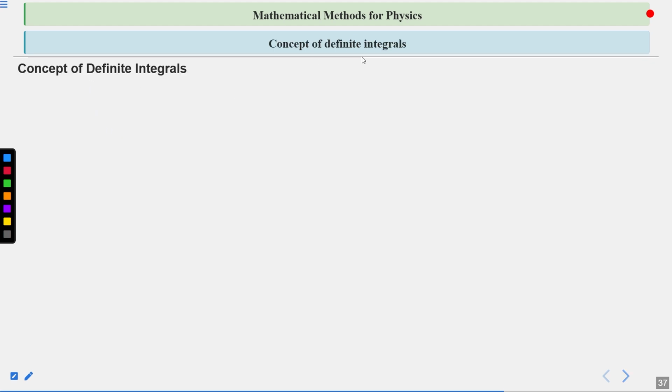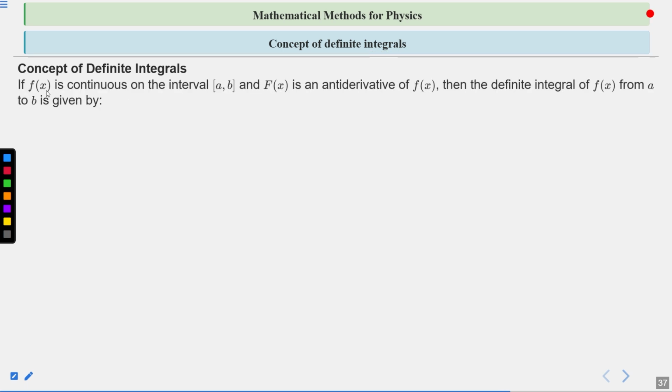Concept of definite integrals. If f of x is continuous on the interval a b and F of x is an antiderivative of f of x, then the definite integral of f of x from a to b, with initial limit a and final limit b, is given by F of b minus F of a.